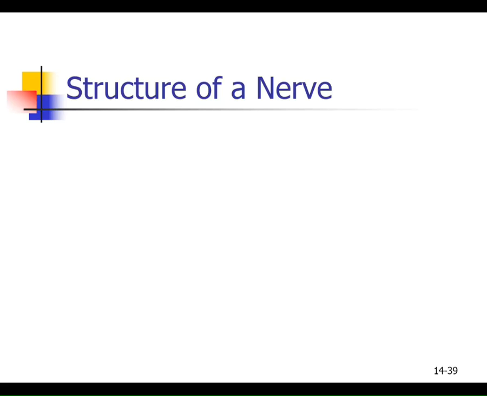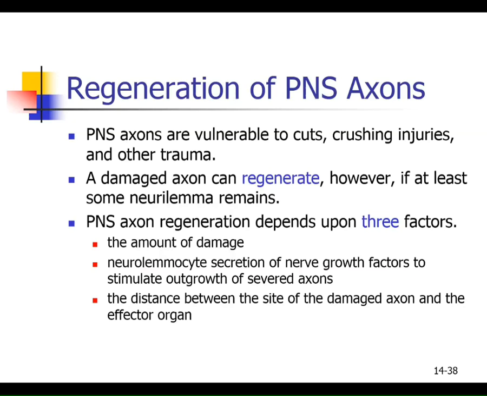Any questions? Now, thinking about this, why can't central nervous system axons regenerate? I'm hearing they're in the brain and spinal cord. That's true. Is it because they don't wrap themselves around it? Ding, ding, ding, ding, ding. In the peripheral nervous system, you've got dedicated Schwann cells leading a pathway to where the axon should go.